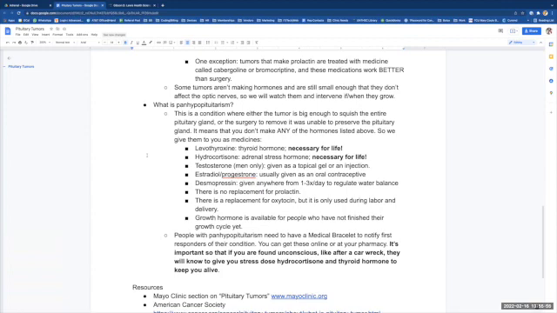Some tumors aren't making hormones and are still small enough that they don't affect the optic nerves. In these cases, we watch the tumor and intervene if or when it grows big enough to cause trouble.